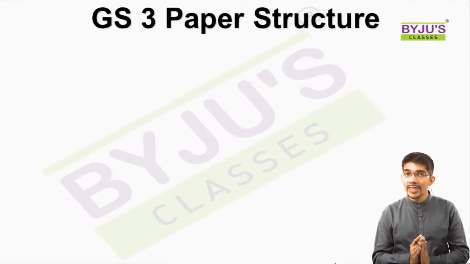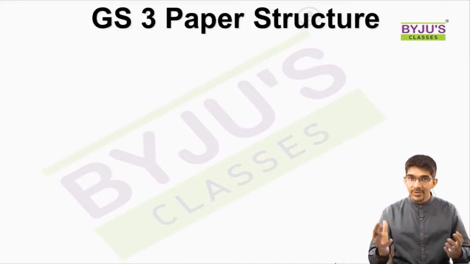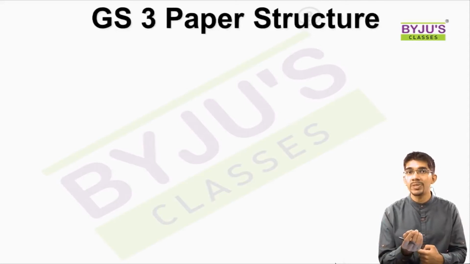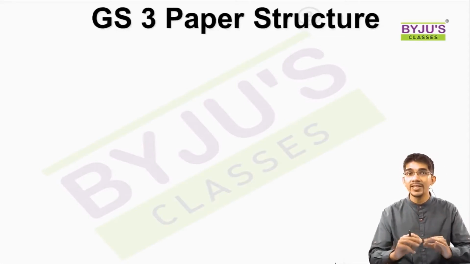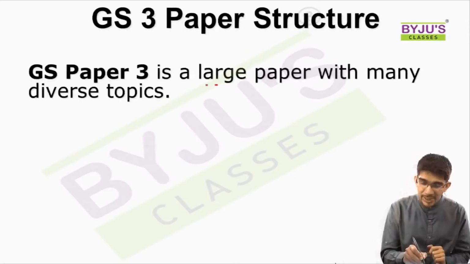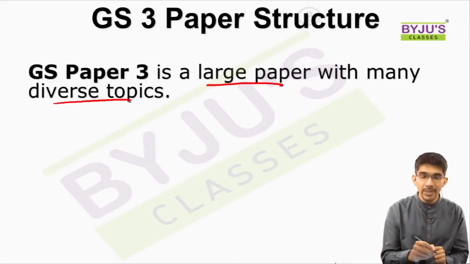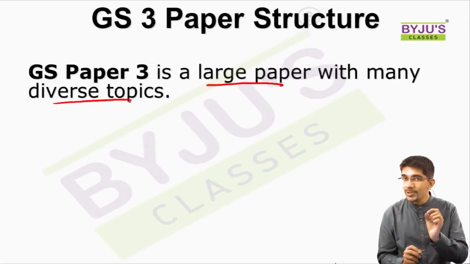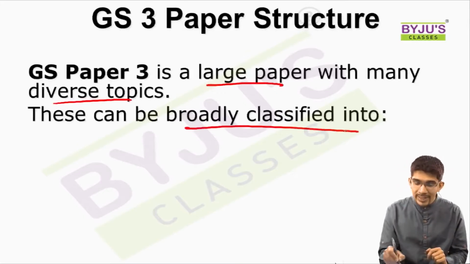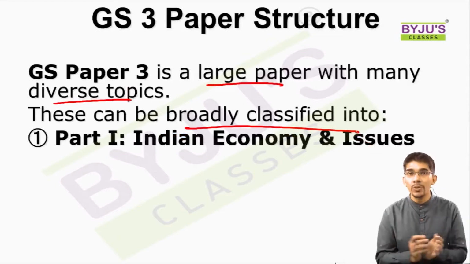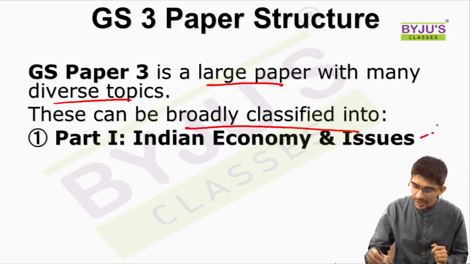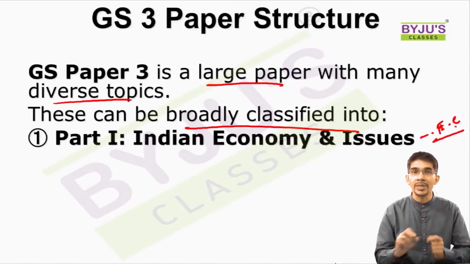Now what we are going to look at is the paper 3 structure. Just understand the entire structure of paper 3 and how everything is interconnected in the paper itself. Basically, we're looking at the logic of the paper. Now, as we said, it's a large paper with a diverse number of topics, but conceptually, we can broadly classify them into the following categories. Part 1 is Indian economy and the issues related to that. So here, all the economic concepts are required to understand this well.